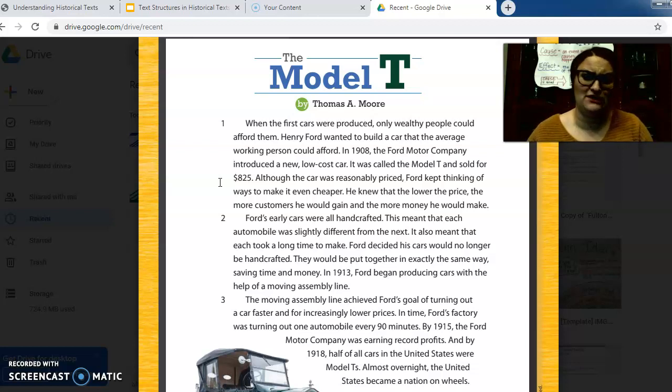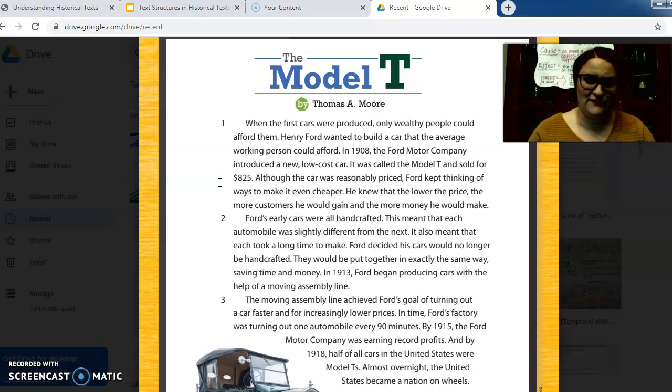Ford decided his cars would no longer be handcrafted. They would be put together in exactly the same way, saving time and money. In 1913, Ford began producing cars with the help of a moving assembly line. The moving assembly line achieved Ford's goal of turning out a car faster and for increasingly lower prices.